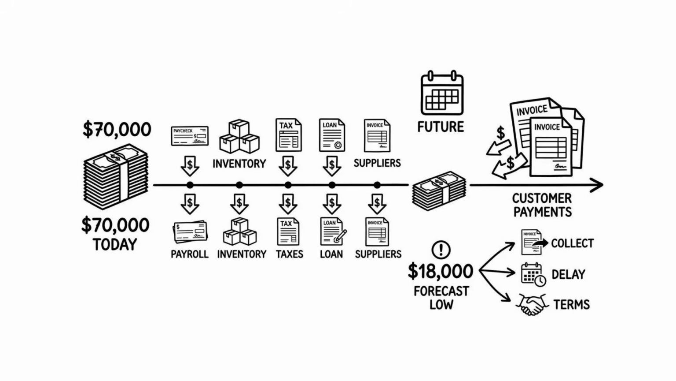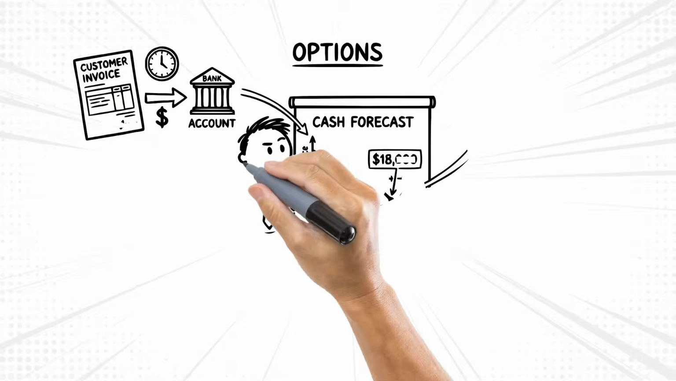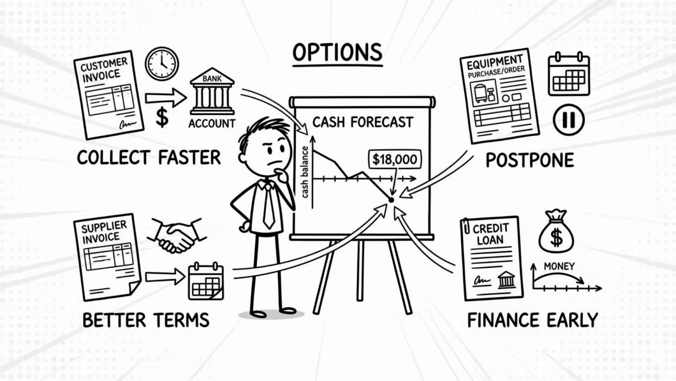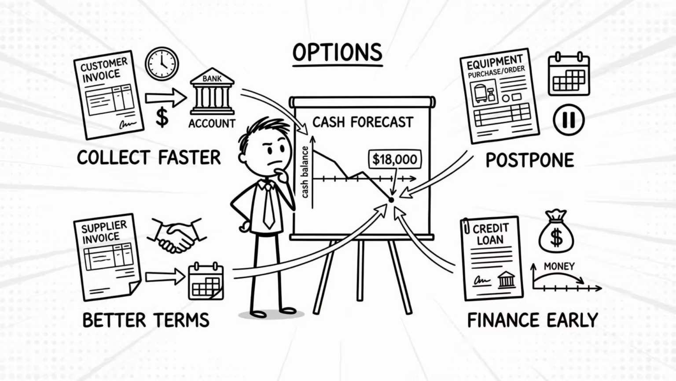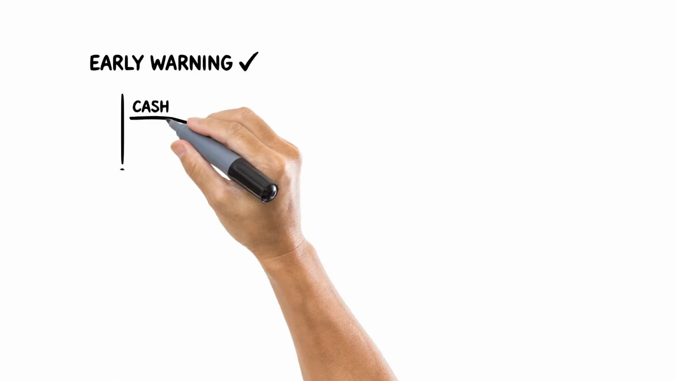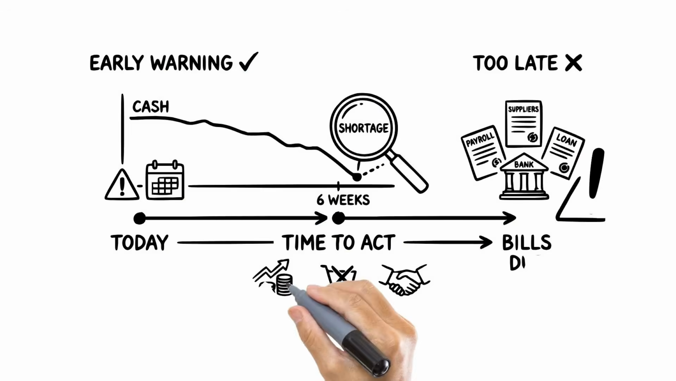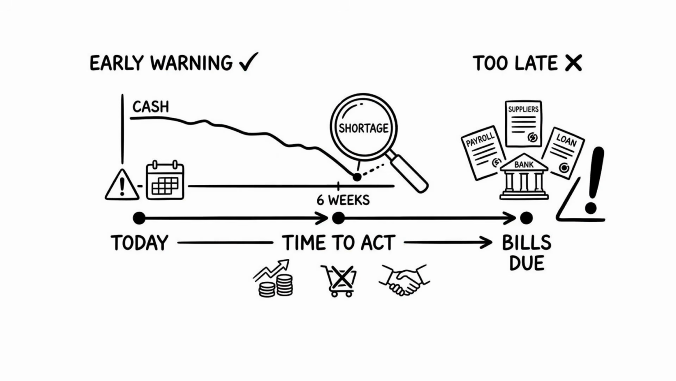The shortage has not happened yet, which means management still has options. The company can accelerate collections, postpone a non-essential purchase, negotiate supplier terms, or arrange financing early. A cash forecast turns future financial pressure into a visible problem. Seeing a shortage several weeks early is much better than discovering it when bills are already due.